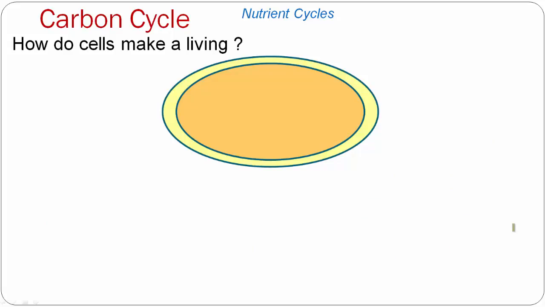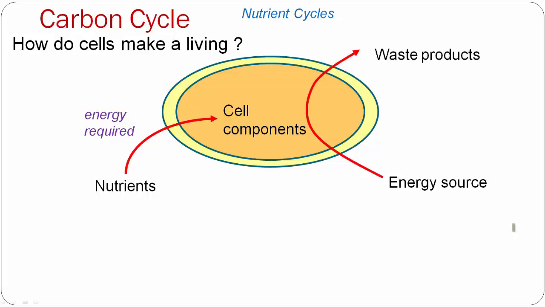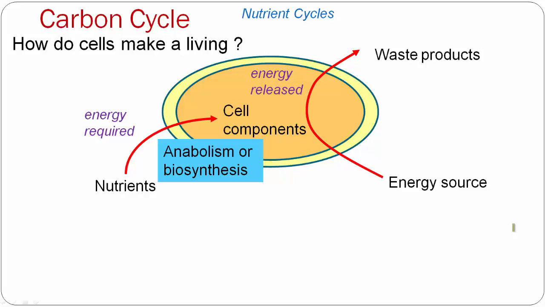So how do cells make a living out of carbon? Let's take this cell for example. It requires nutrients to build its cell components. Energy is needed for this process. Where does it get its energy from? An energy source in the form of molecules is generally broken down to release energy, and waste products are generated in the process. When nutrients are fixed into cell components, we call this process anabolism or biosynthesis. Catabolism is the name we give for the process where energy is released when molecules are broken down.